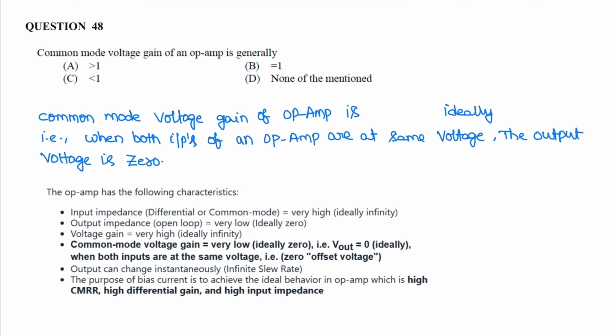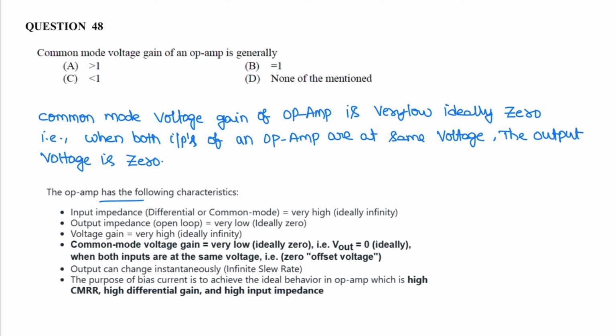Next question. Common mode voltage gain of operational amplifier. The common mode voltage gain of operational amplifier is very low. Ideally, it is 0. When both inputs of op amp are at same voltage, the output voltage is 0. So these are the characteristics of operational amplifier. Input impedance is very high, ideally infinity. Output impedance is very low, ideally 0. Voltage gain is very high, ideally infinity. Common mode voltage gain is very low, ideally 0. When both inputs are at same voltage, that is 0 offset voltage. Output can change instantaneously, that is infinite slew rate. Ideal case. The main purpose of bias circuit to achieve the ideal behavior of op amp is high CMRR.